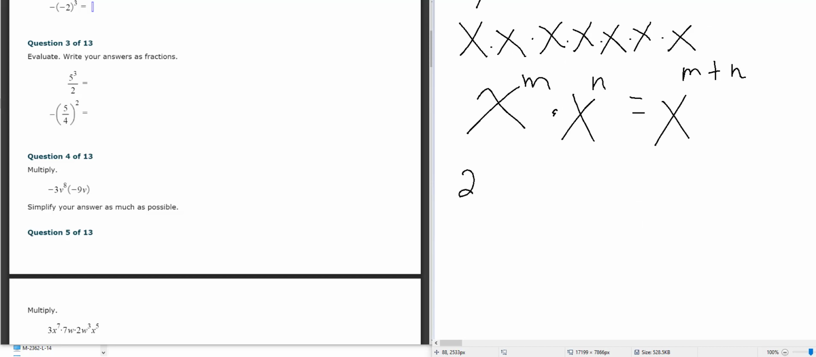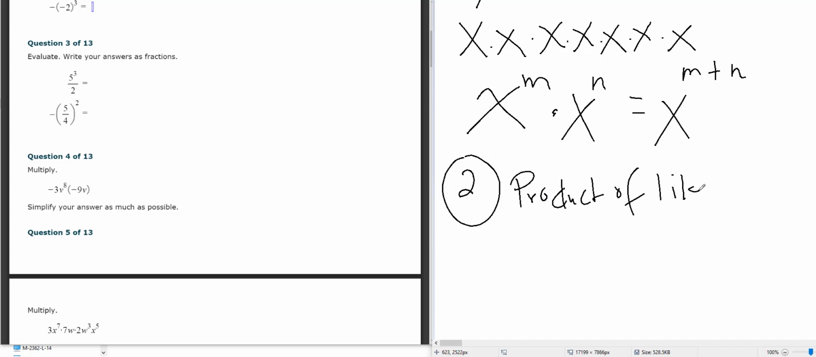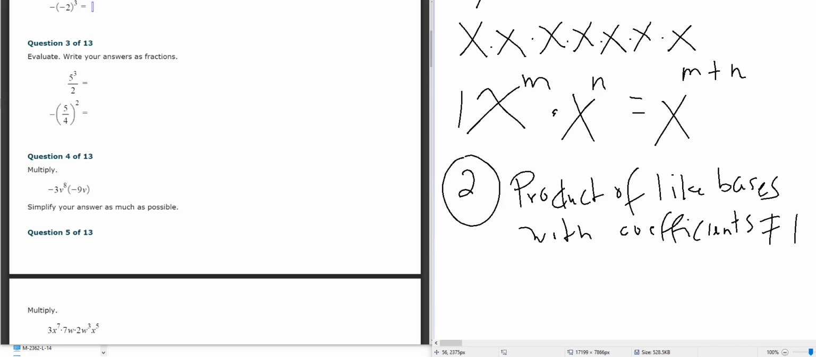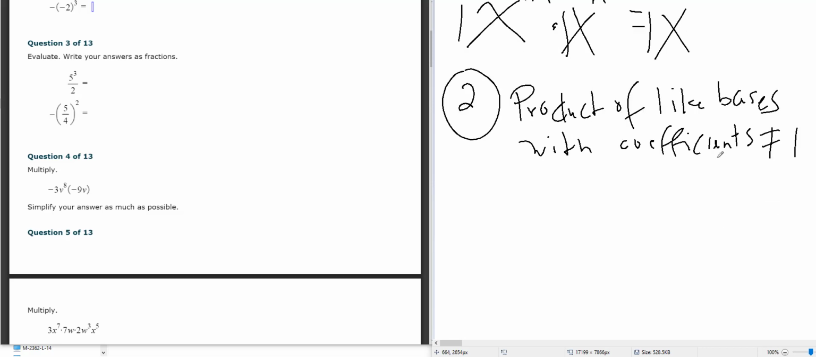Now, if those expressions happen to have coefficients like the number 4, that'll need another rule, which we'll call the product of like bases with coefficients not equal to 1. So up here I had a 1 and a 1. Now we're going to look at some with coefficients that are not 1.